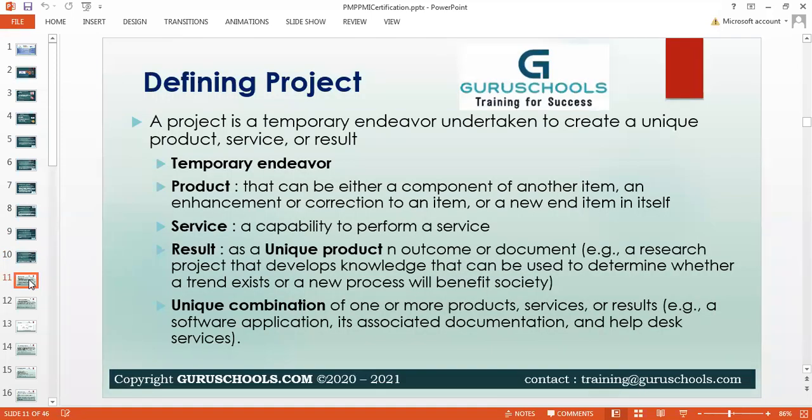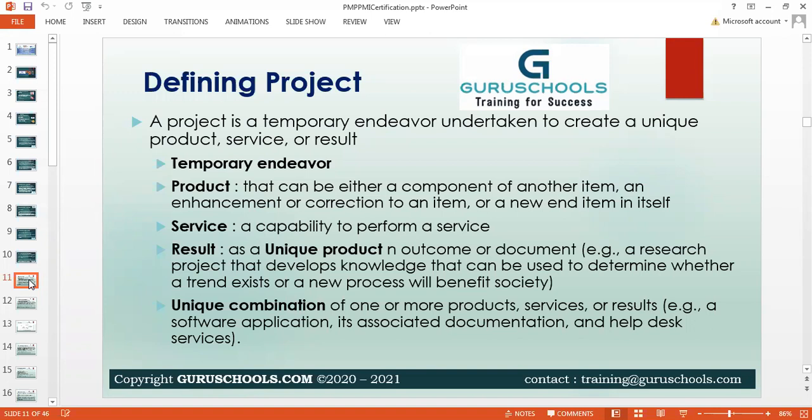Let's try to understand what project means. When we talk about a project, a project is a temporary endeavor undertaken to create a unique product, service, or result. Let's try to understand what a project is, because this is the most crucial part. Unless and until you understand what a project is, as normally referred to by the industry, you will be in difficulty understanding the knowledge areas, the different phases, different templates, and different policies and procedures attached to it.